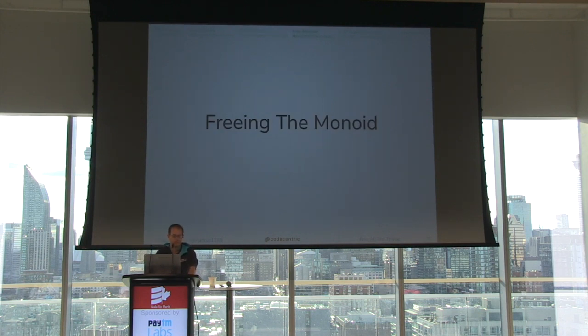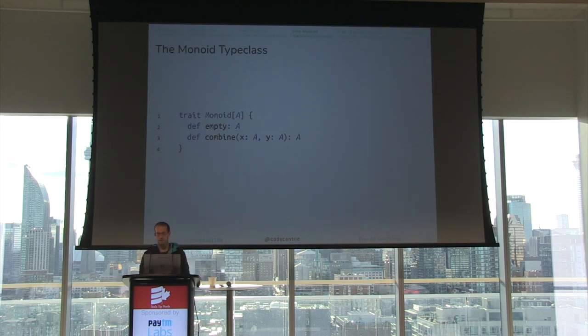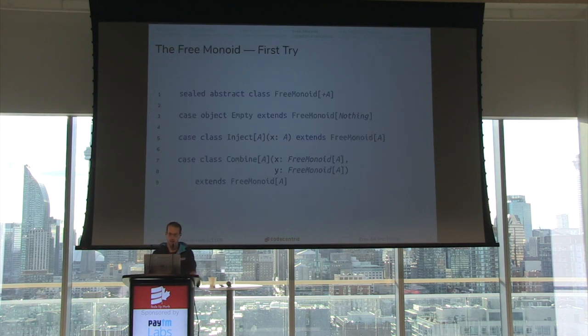How about monoids? So here's the monoid type class. We have an empty operation that somehow summons up a value of type A, and we have a combine function that, given two values of type A, returns a single value of type A. And again, we define our AST. We have a case for empty, we have a case for inject, and we have a case for combine. No surprises here. Our empty case just extends a free monoid of nothing, and the combine just captures two values.